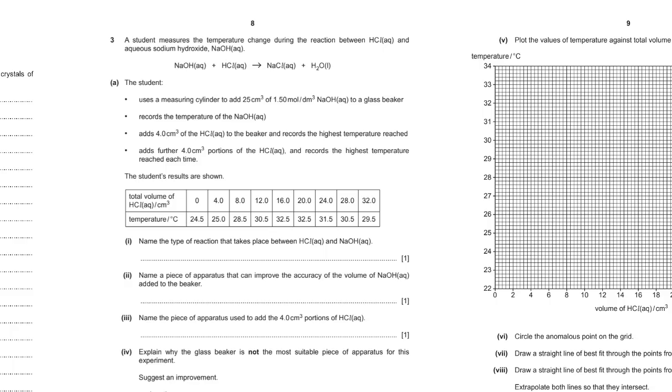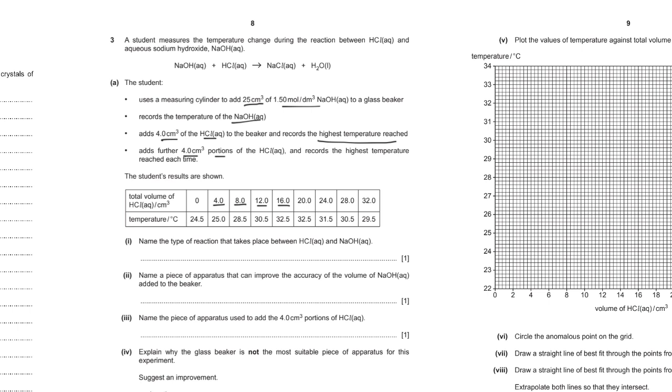A student measures the temperature change during the reaction between HCl and sodium hydroxide. The student uses a measuring cylinder to add 25 cm³ of sodium hydroxide to a glass beaker, and records the initial temperature. Then he adds some HCl and records the highest temperature reached. He then adds further 4 cm³ portions of HCl, another 4, another 4, and records the temperature changes.